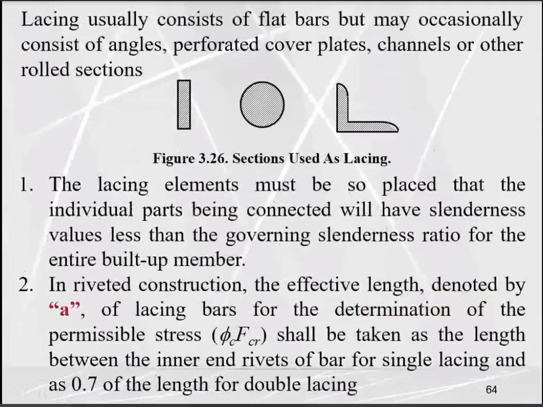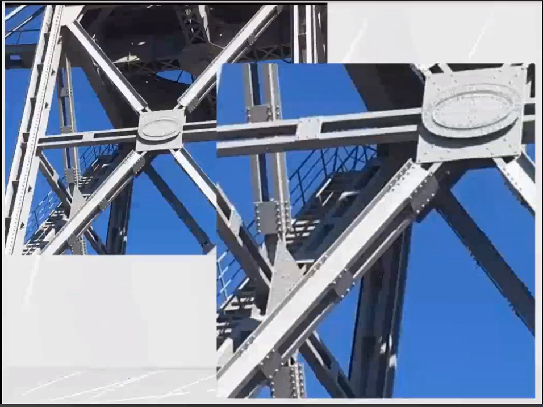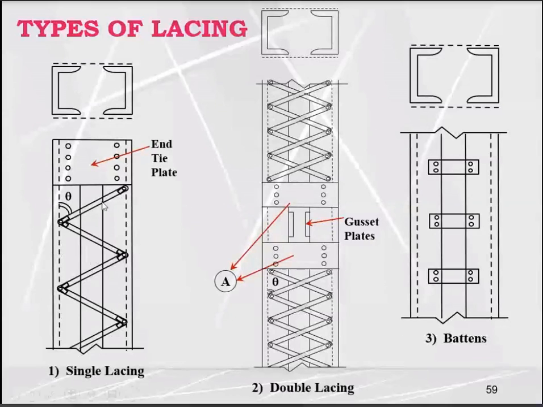So now these are the guidelines regarding the design of lacing. Lacing usually consists of flat bar, but we may also use circular rod, angle section or a channel section to connect the two single sections as a lacing member. The lacing elements must be placed so that the individual part being connected will have a slenderness ratio less than the governing slenderness ratio for the entire built-up section. So that concept is the same.